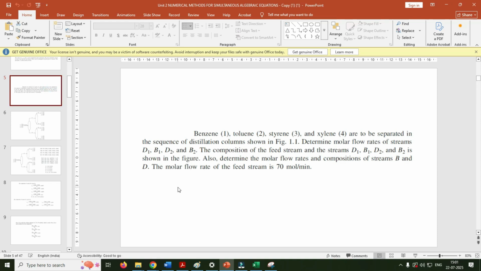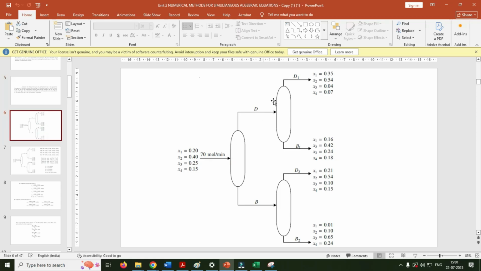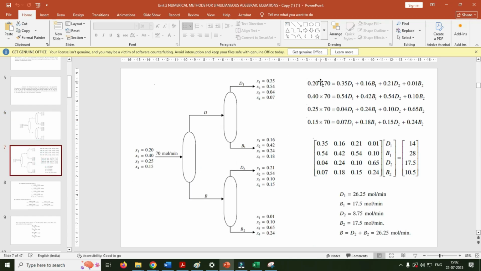Dear student, let us solve a chemical engineering problem using the matrix inversion method in Excel. The problem statement is given here, and the mole fraction of each component at different locations is given in pictorial form. Through the material balance, we have formed four algebraic equations.